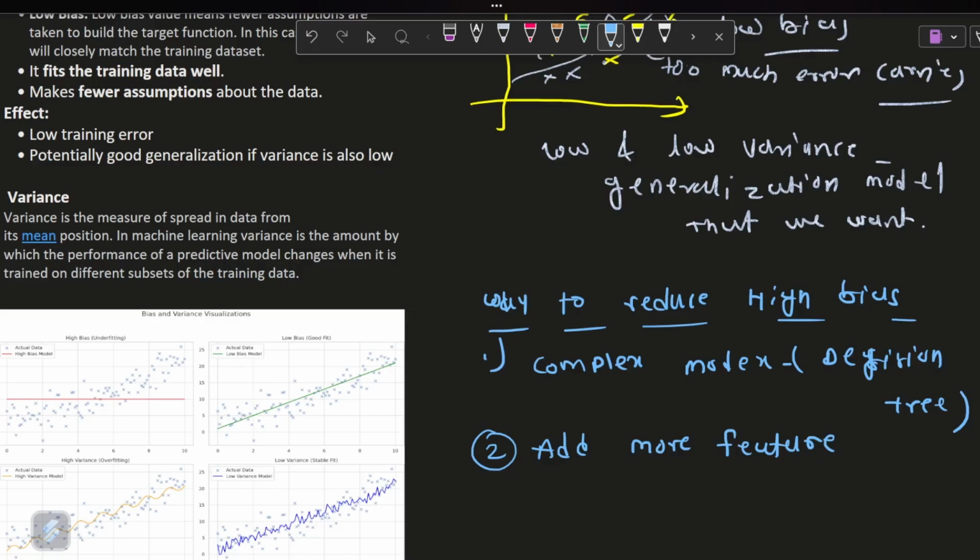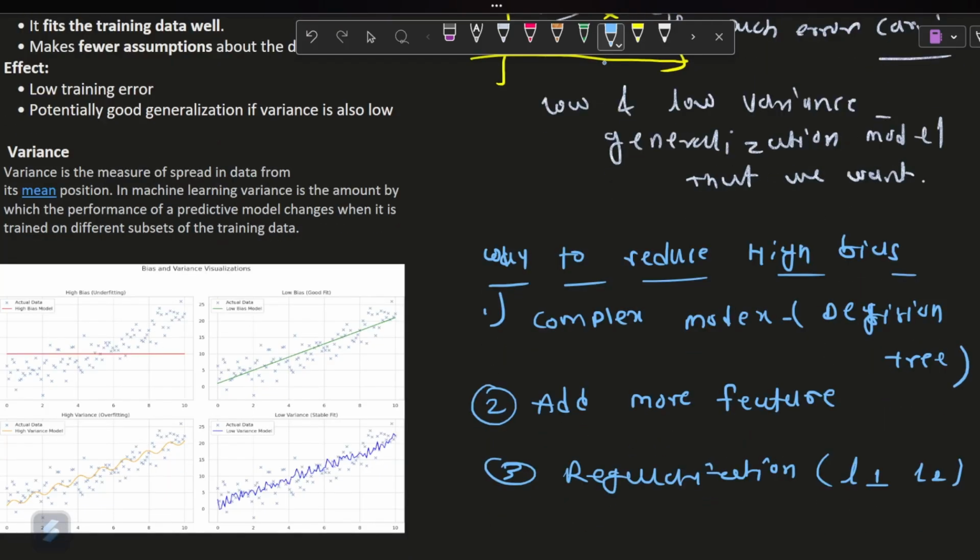And the third is regularization. We understand what regularization and overfitting are and how to deal with it. So the third is regularization, and there are two types of regularization we apply in a model to reduce the high bias. Okay, so this is the bias condition.